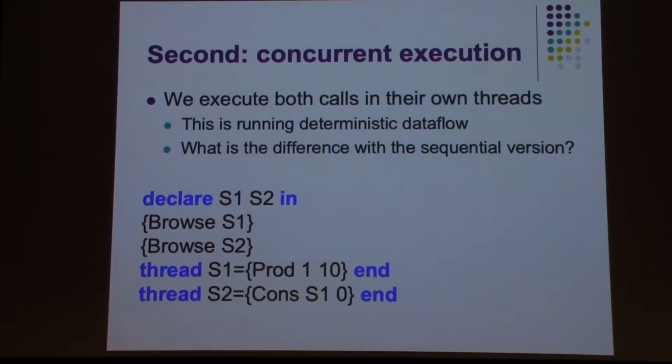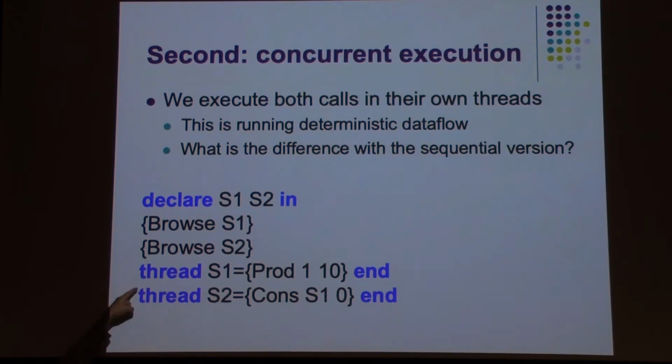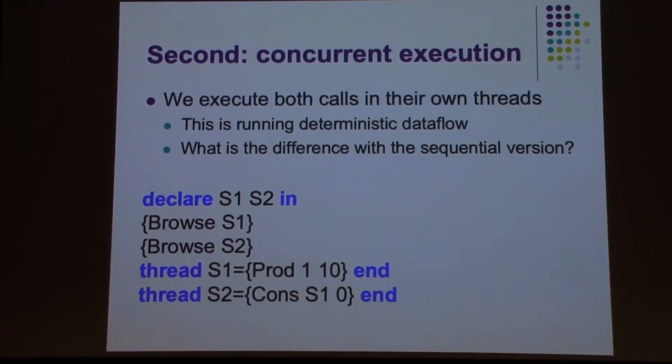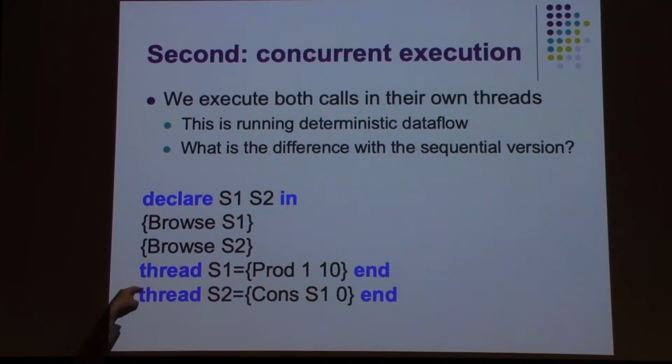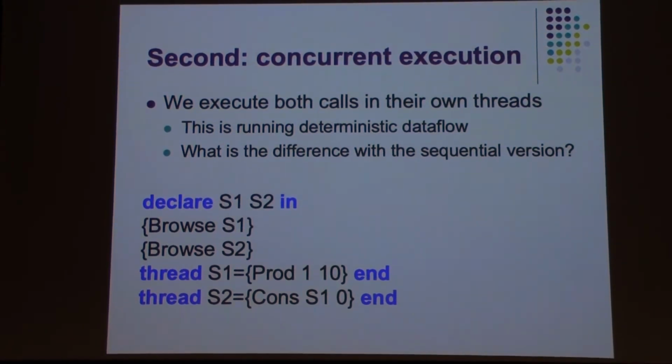The second one, let's now execute them in their own threads. This turns them into concurrent agents, functional agents. Now we're running deterministic data flow. And it's not exactly the same as the sequential one. There's a difference. So what is the difference?